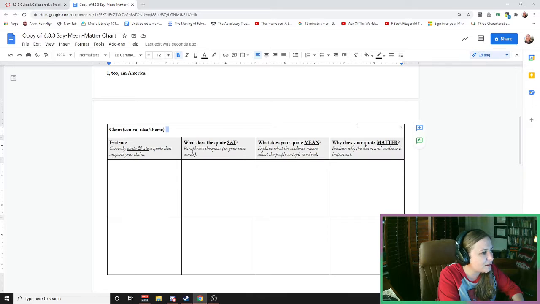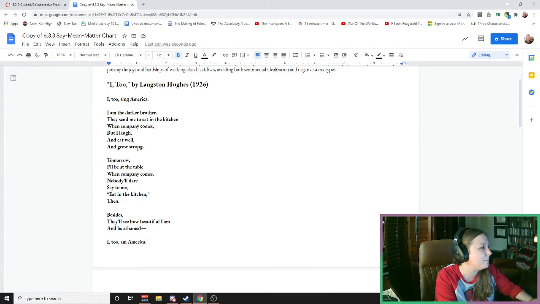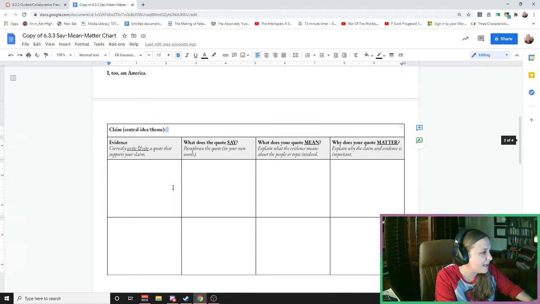You're going to make your claim in this first box just like what we did last week. Only this time you're not looking for evidence in a picture, you're looking for evidence in a poem. So you'll read the poem and find 2 quotes, 2 pieces of evidence that support the claim you're making up here at the top. In the next box, you're going to explain the quote in your own words. You're going to paraphrase the quote.